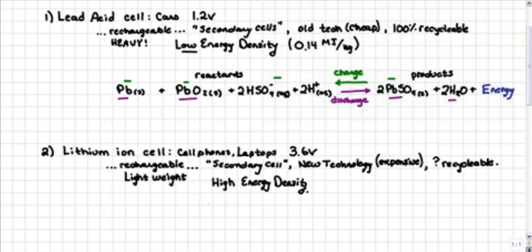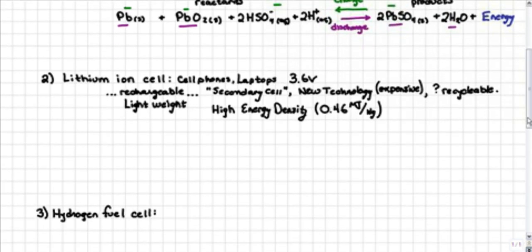Energy densities range over several different values, but just as a rough guess, the energy density of a lithium-ion cell is about 0.46 megajoules per kilogram. If you compare that to the energy density of the lead-acid cell, what you can learn from this is that per kilogram, or per weight, a lithium-ion cell has roughly 3 times the amount of energy stored inside it. This is a significant savings and makes it possible for us to have lithium-ion cells in everything from cell phones to rechargeable tools and that sort of thing.